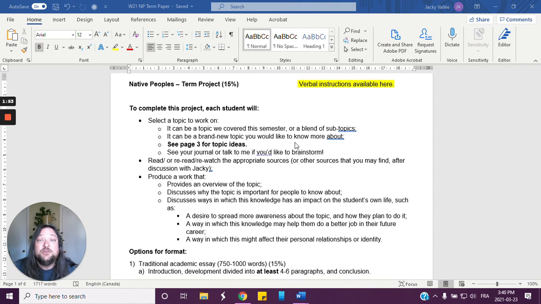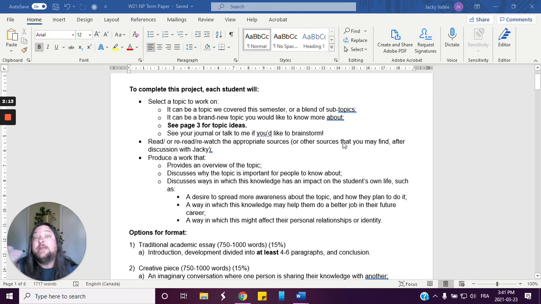It can be a brand new topic because there's so much out there, we don't have time to cover everything in this course. So this is the opportunity for you to branch out if you'd like, if there's something related to your field of study or your career or a hobby. Anyway, we'll go into more details, but basically, starting page 3, there are topic ideas.